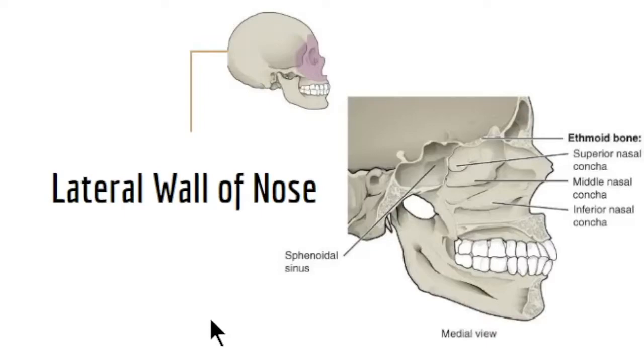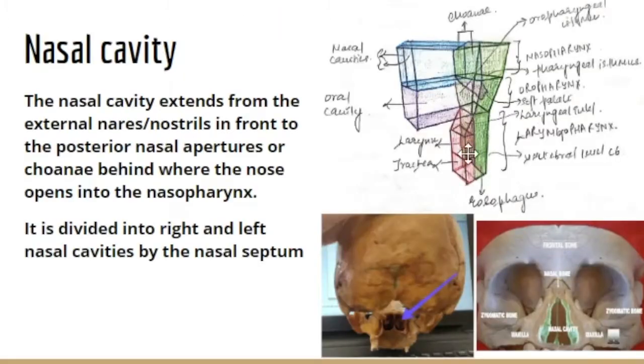Okay, so in this video, we're going to continue talking about the lateral wall of the nose. In the previous video, we saw that the nasal cavity lies superior to the oral cavity and anterior to the nasopharynx. It is divided into two halves by the presence of a median nasal septum, which divides the nasal cavity into the right half and the left half.